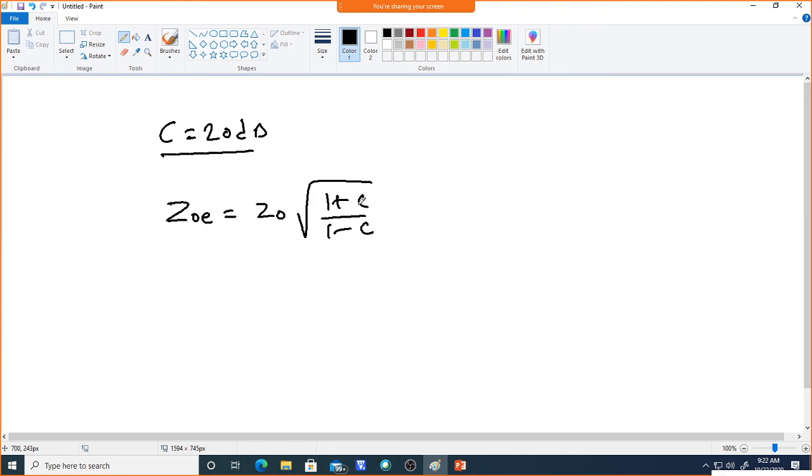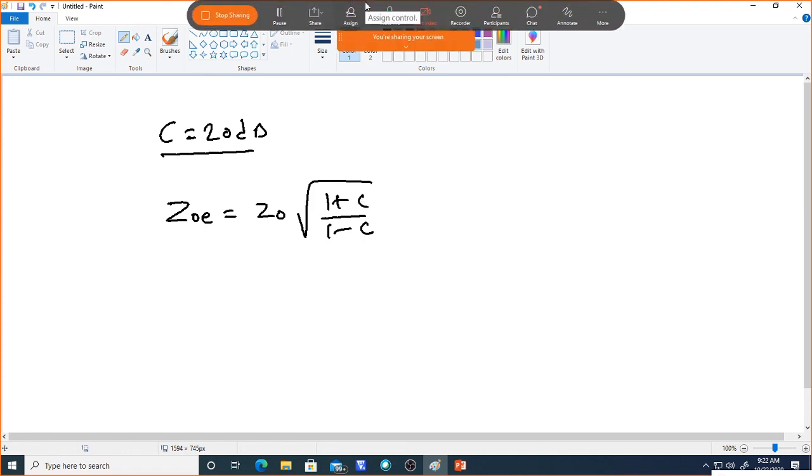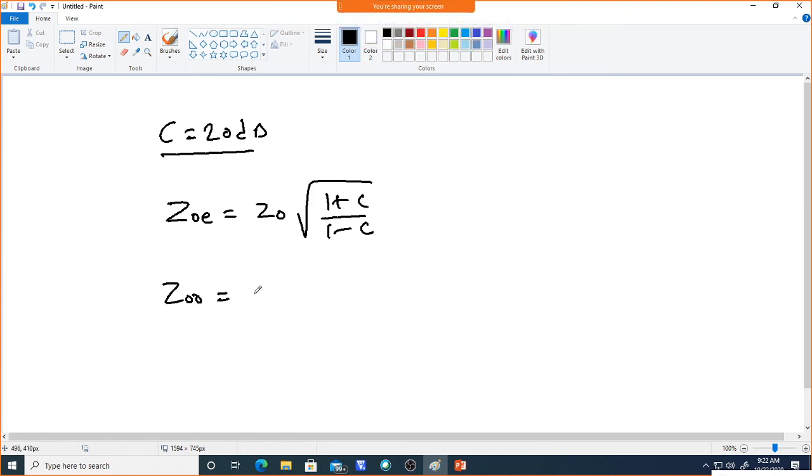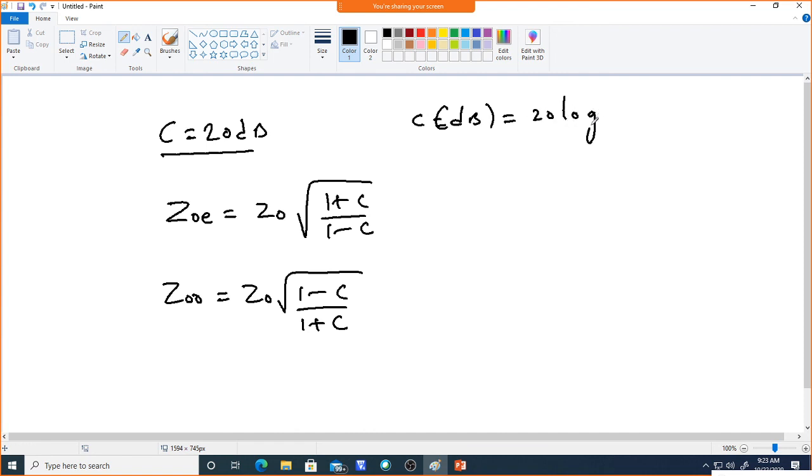And the odd mode impedance is given by Z0 into square root of (1 minus C) by (1 plus C). Now we need to find this in terms of the absolute value of the coupling factor. For that, C in dB is equal to 20 log of C. So if you want C, divide it by 20 and take the anti-log.